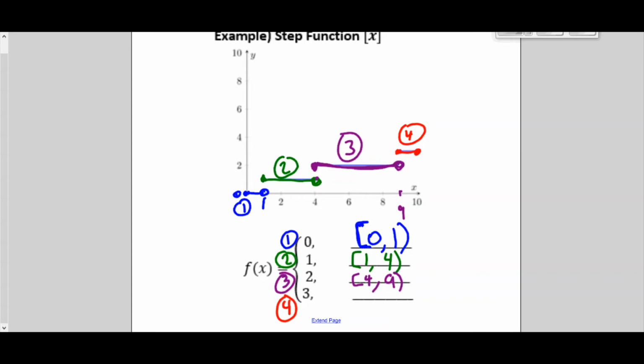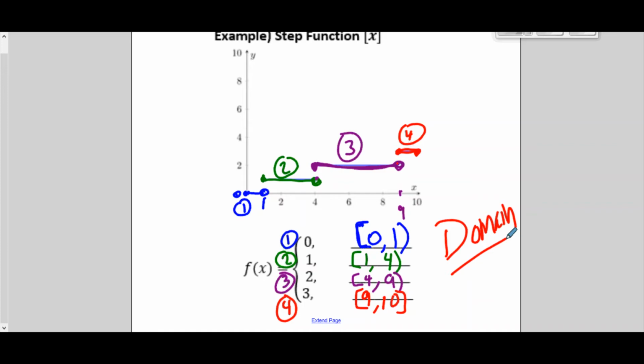And then to go from function 3 to 4, I jump up and I put a closed circle at 9. So I'm going to have a bracket at 9. And I go up to 10 and I stop, and I have a closed circle at 10, so it's going to be a bracket. So this is the domain of this function. To find the domain of the function, we found the domain of each individual piece of the function.